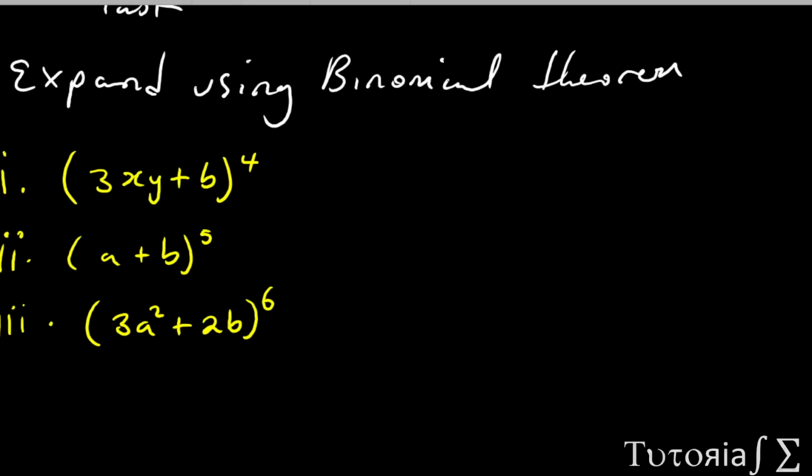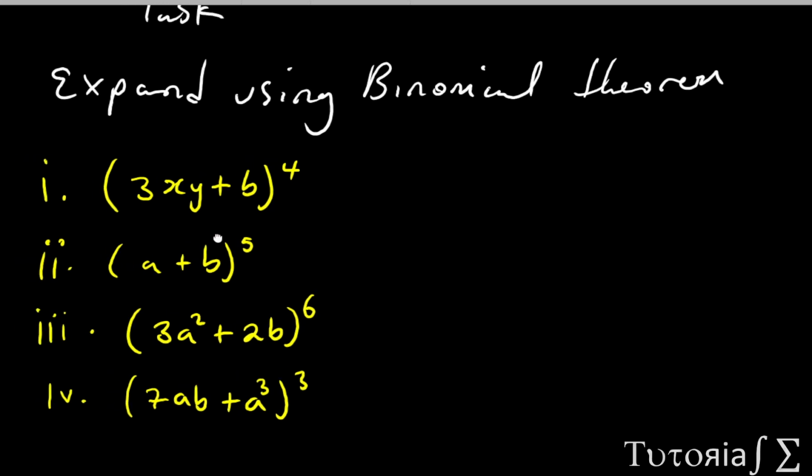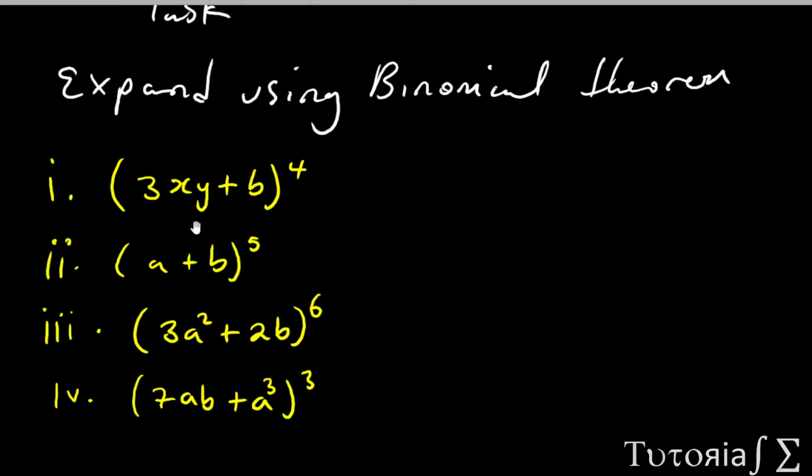I think let me put one more question. I'll just put a simple one. So this is 7ab plus a to the power 3, raised to the power 3. So try out these using the binomial theorem, then we see how we get from there. Basically the binomial theorem just helps us expand things easily, and it makes our work much easier. So have a good time working these out.